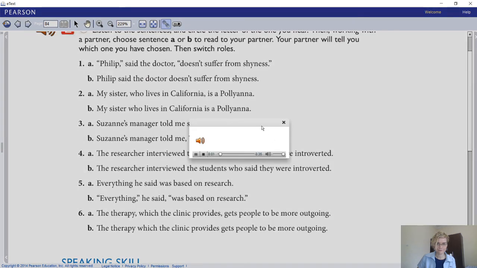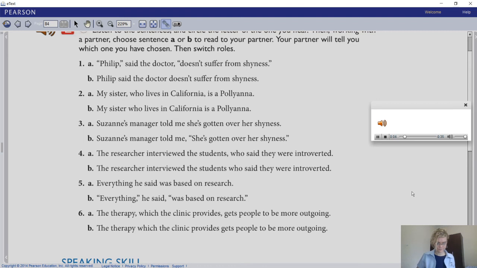1. Philip, said the doctor, doesn't suffer from shyness. 2. My sister who lives in California is a Pollyanna. 3. Suzanne's manager told me she's gotten over her shyness. 4. The researcher interviewed the students who said they were introverted. 5. Everything, he said, was based on research. 6. The therapy, which the clinic provides, gets people to be more outgoing.